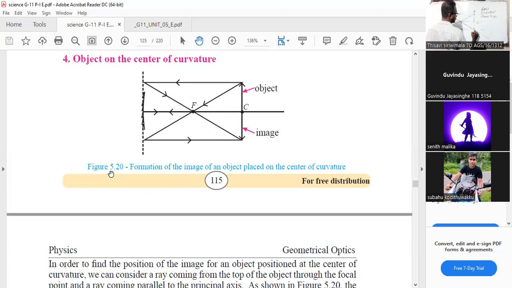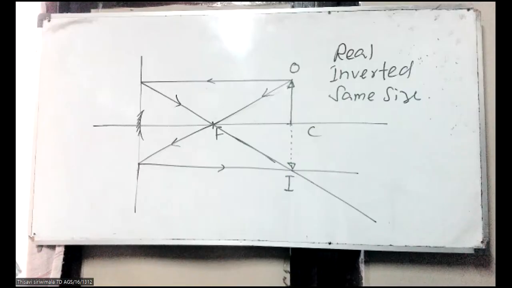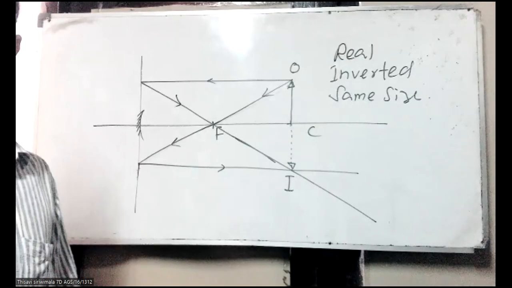Object, image. So normally when we draw the image, we use dotted lines. So directly you can identify what the image is. Unlike the textbook, they have used the normal lines. Okay. Try and see whether you can get the same results.